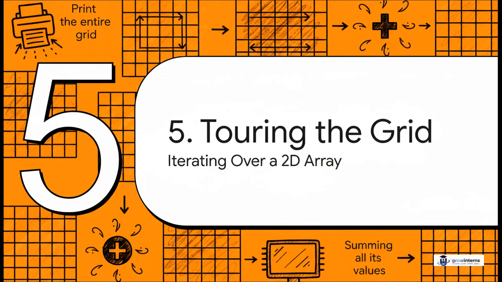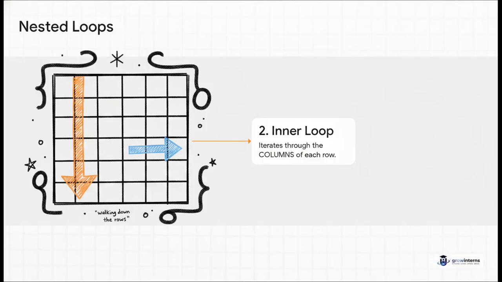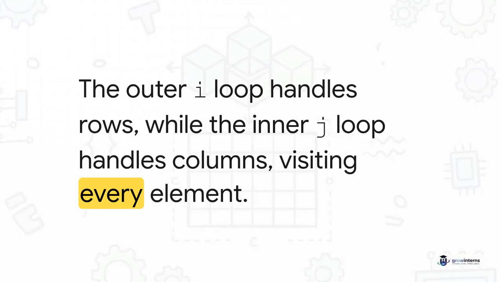So grabbing one element is cool, but what if we want to do something with everything in the grid? Like, what if we want to print out the whole thing, or maybe add up all the numbers? For that, we need a way to tour the entire grid. And the classic go-to way to do this is with nested loops. It's such a clever concept. You have one loop on the outside, and its only job is to go down the rows, one by one. And then for each of those rows, you have another loop, an inner loop, that goes across all the columns for that specific row. And here's what that looks like in code.